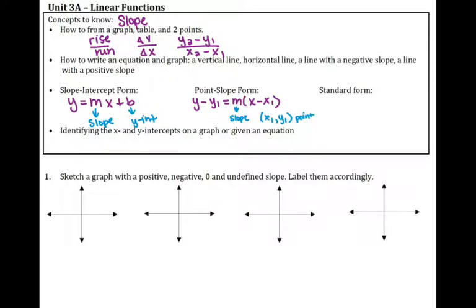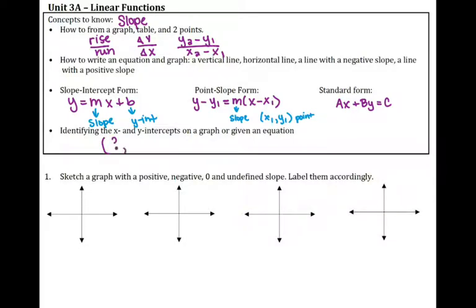And standard form is ax plus by equals c. And we usually use standard form to solve for x and y intercepts. Speaking of which, identify the x and y intercepts on a graph or given an equation. Your x-intercept is when you are solving for x, so that is when your y is 0.